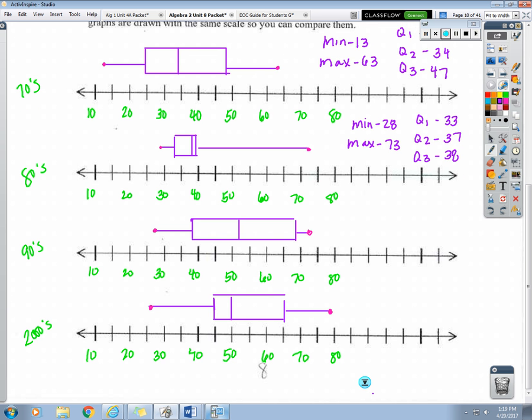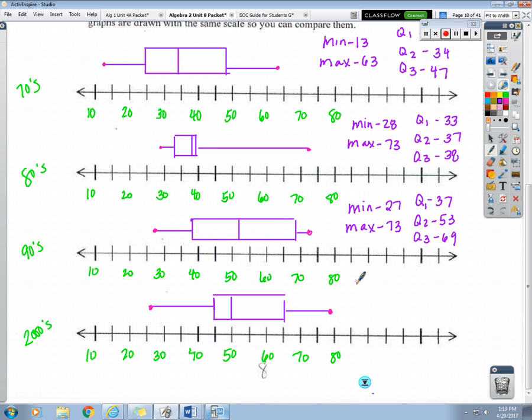Okay, for the 90s, what was the minimum value? 27? The maximum? Quartile 1? Quartile 2? And quartile 3?